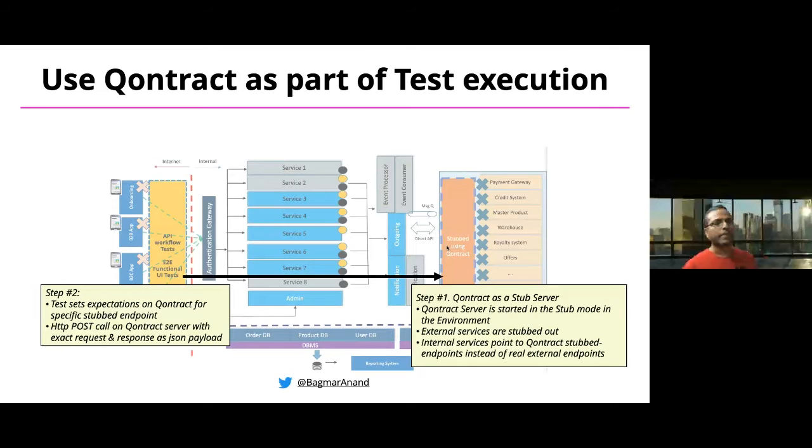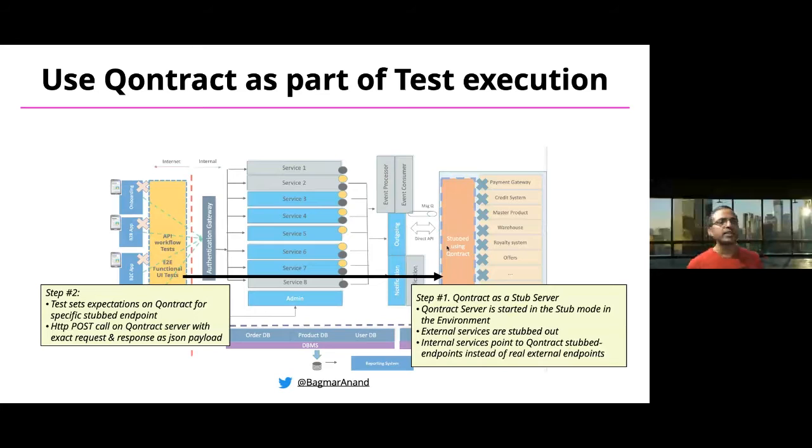This is a simple post call with the test, which the test can make and set up this expectation on what the response should be if the contract stubbed endpoint gets a specific request. It's an actual mapping of what my request coming in is, and whether I have a corresponding response that I should be giving out over here. And that is the expectation that I'm setting on the contract server.